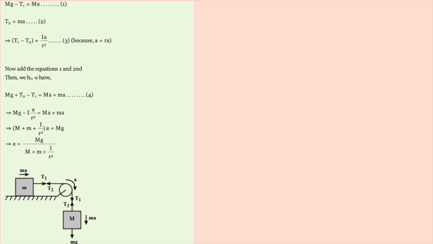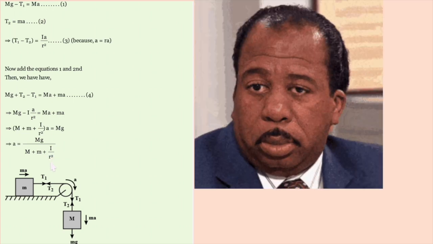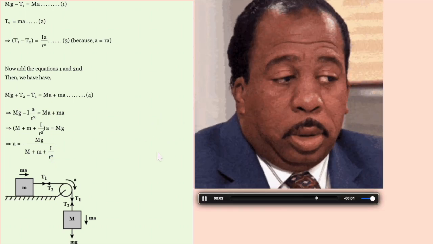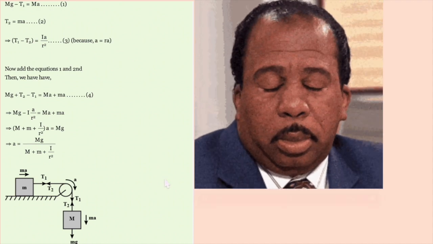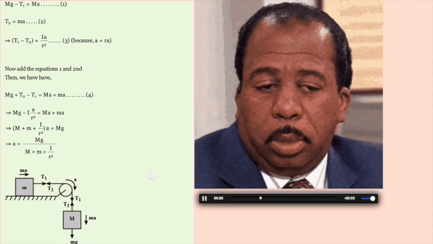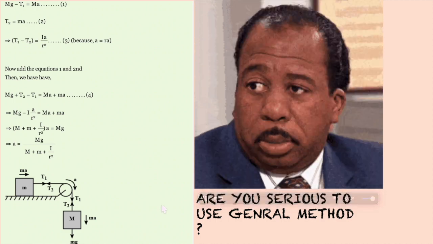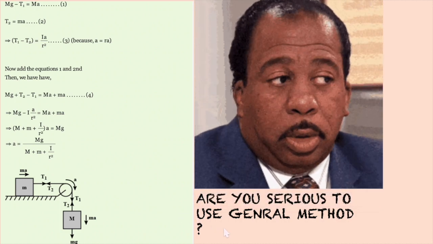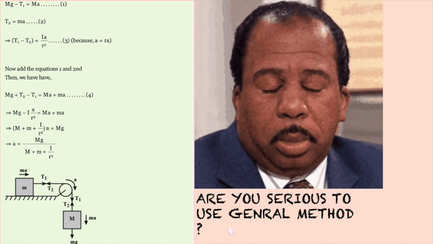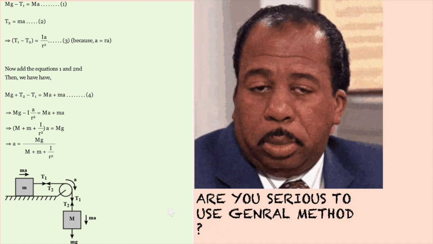Now adding these three equations, you get the acceleration as mg divided by capital M plus small m plus I by R square. So are you really serious about solving this question via the general method? If you are, then you must have too much time. I'm supposing not, because let me show you the advantage of using the trick.